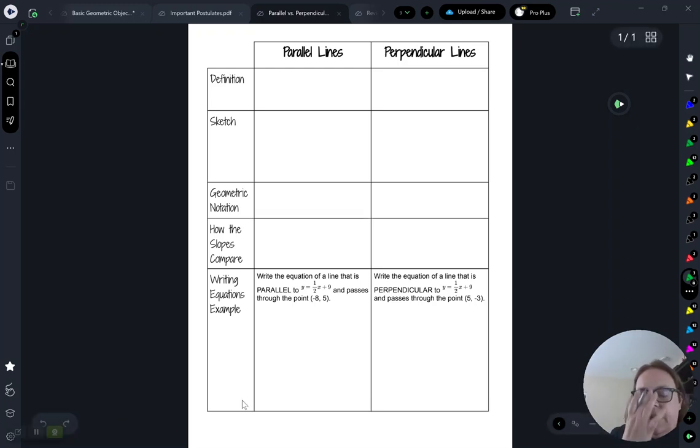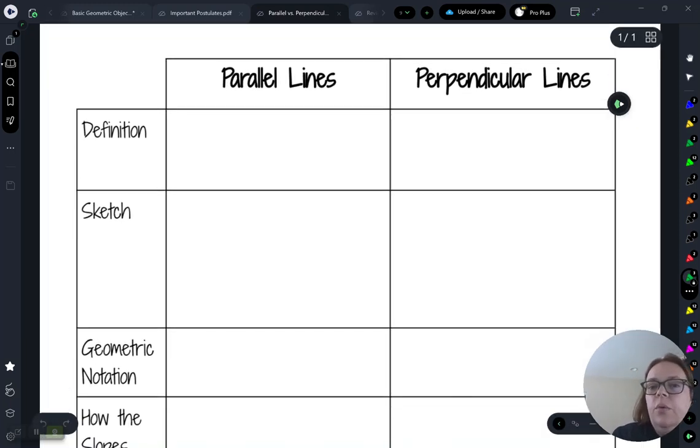So in this video, we're going to look at the difference between parallel lines and perpendicular lines. We're going to define them. We're going to sketch pictures of them. We're going to talk about the different geometric notation that we use for them. And we're going to see how their slopes compare. And then we're going to do an example of writing an equation given a parallel or perpendicular line and a point. All right, so let's start with the definition.